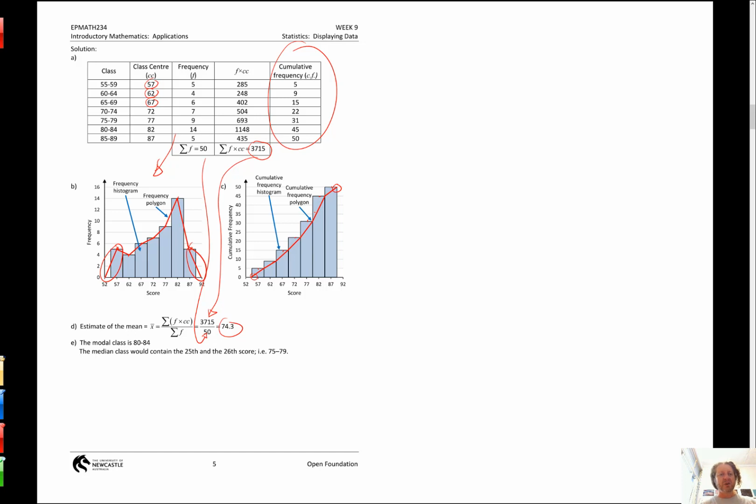Okay. The modal class, the answers here say it's 80 to 84. Why? Because the highest frequency is a 14, and the class that gained the highest frequency was 80 to 84.